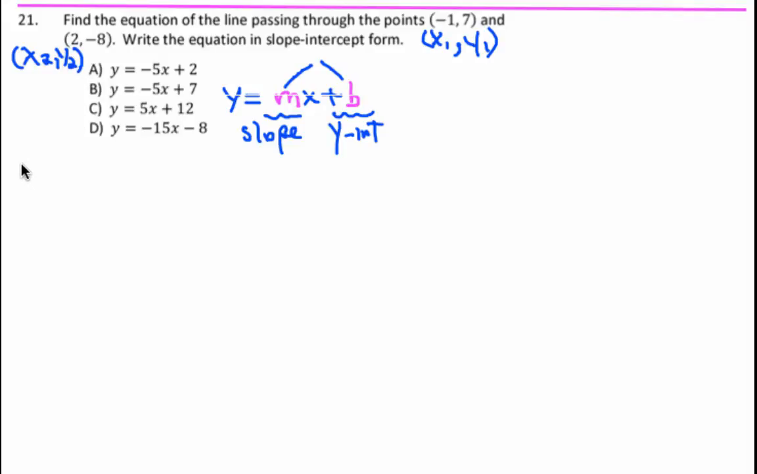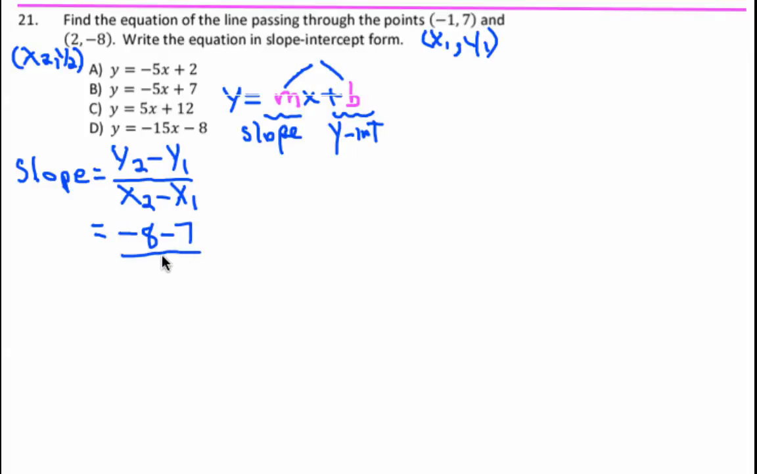And now, if you remember, the slope formula comes from the rise over the run, and it's the difference in the y's divided by the difference in the x's, the rise over the run. So now we'll plug in negative 8 minus 7 over x2, which is 2, minus x1, which is negative 1.